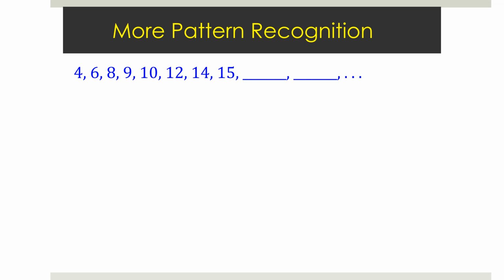Next 2 in this one. Okay. 16, 18. Why? Because the pattern is, they go up by 1 twice and then 2 twice. Or they go by 2 twice and 1 twice. They go up by, okay, so 4 to 6 is 2, 6 to 8 is 2, 8 to 9 is 1, 9 to 10 is 1, 10 to 12 is 2, 12 to 14, okay.